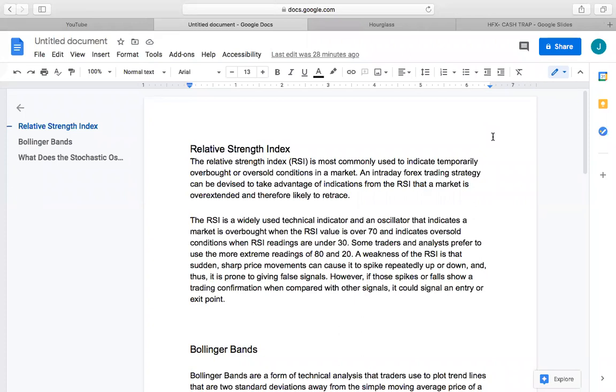So check this out. A weakness of the RSI is that sudden sharp price movements can cause it to spike repeatedly up or down. And thus it is prone to giving false signals. However, if those spikes or falls show a trading confirmation when compared with other signals, it could signal an entry or exit point. So this is a pretty good indicator, but this will not win you the trade. It will only give you a clue.